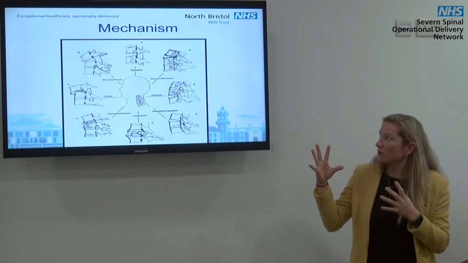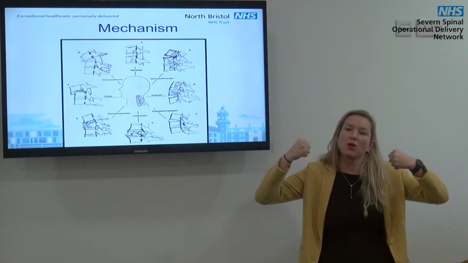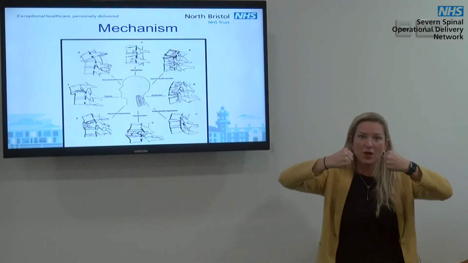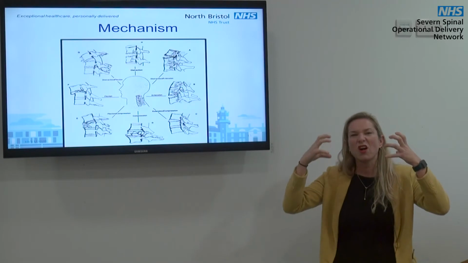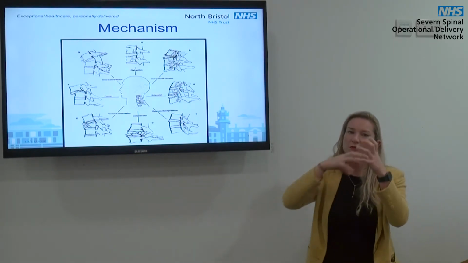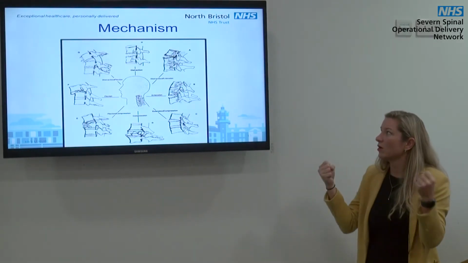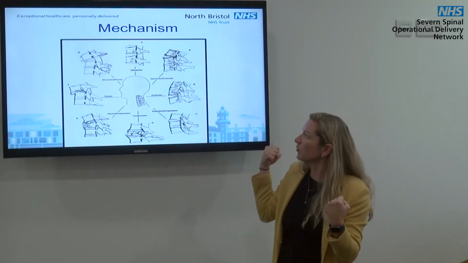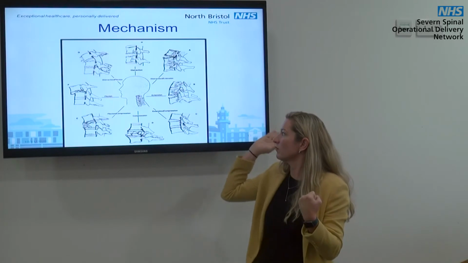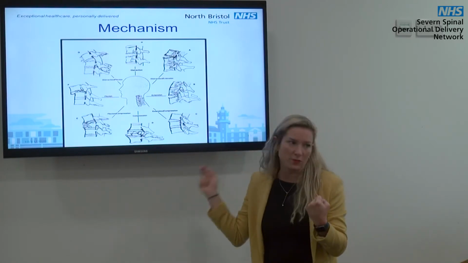If you have a distraction injury, if you're pulling things apart, not only do you disrupt the bones, but you're also tugging on the ligaments and the muscles, and that tends to have a much higher impact. If you've torn through the ligaments and muscles, you don't have any integrity of the spine. So we tend to see much more severe injuries when you've got something in distraction rather than with compression problems at the bottom.